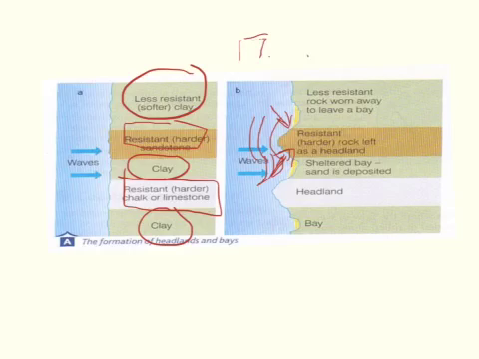So just to summarise, the main reason you get headlands and bays is due to the difference in rock types between softer, less resistant rocks such as clay, and then alternating layers between that and harder, more resistant layers of rocks such as sandstone, chalk or limestone. Because of the different rates of erosion, you end up with the headlands sticking out to sea.